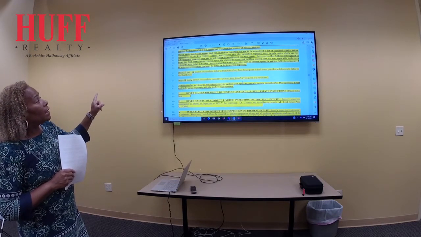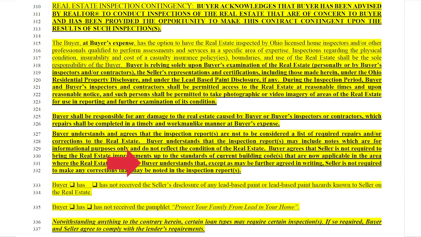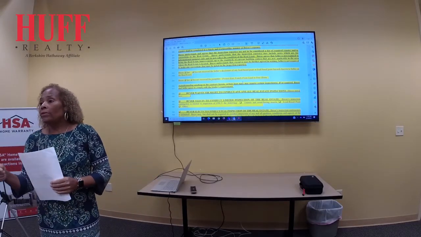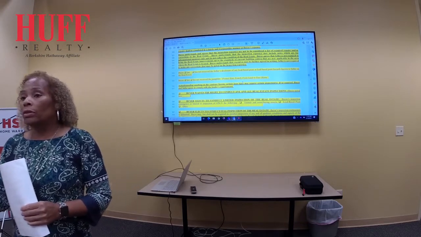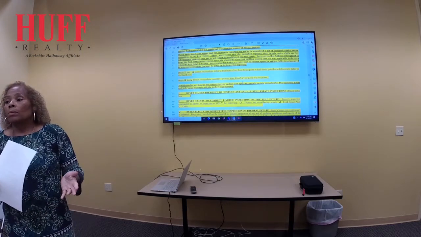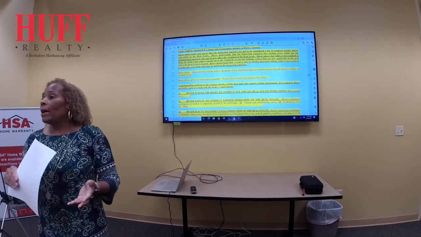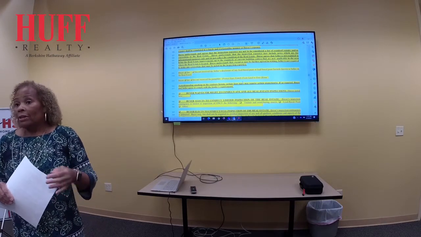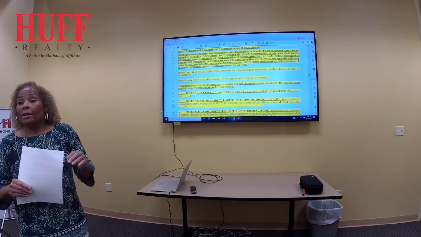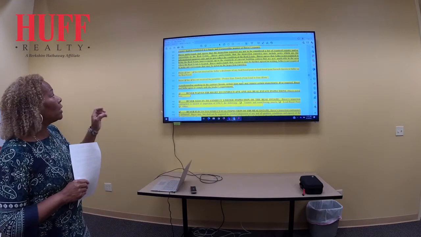Lastly, it says the buyer understands that, except as may be further agreed in writing, so here's an opportunity for an addendum, the seller is not required to make any corrections that may be noted in the inspection report. The other thing this paragraph does is point out to the buyer that this is about defects in the property identified as part of the inspection. It's not about cosmetics. It's not necessarily even about workmanship, like somebody should have done it differently, or somebody else could have done it better. That does not qualify, and this paragraph is intended to make sure that they understand that.